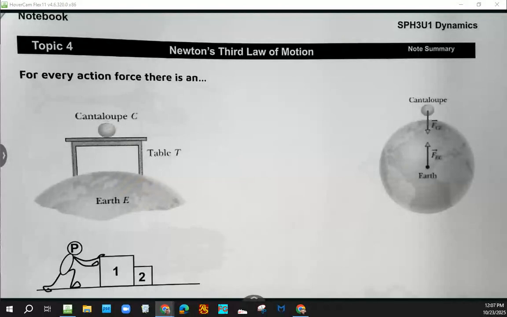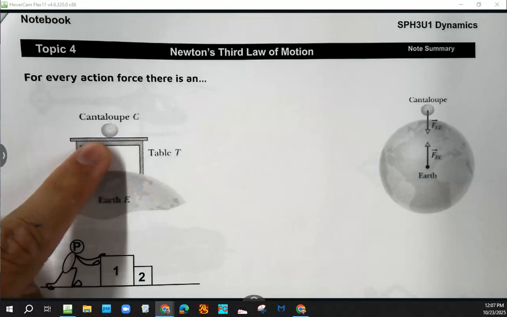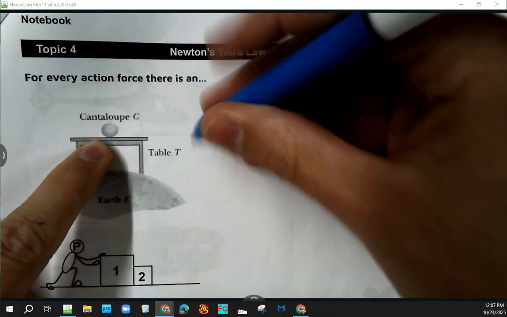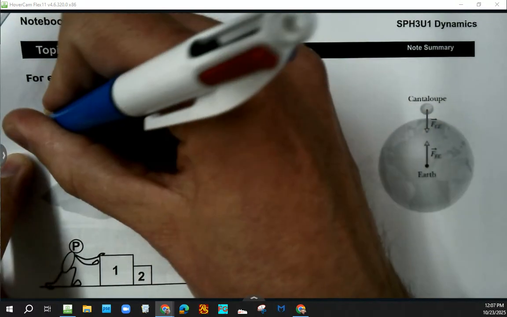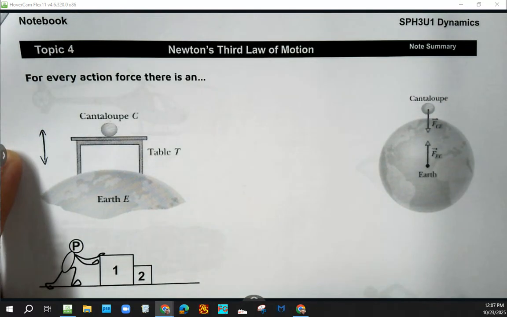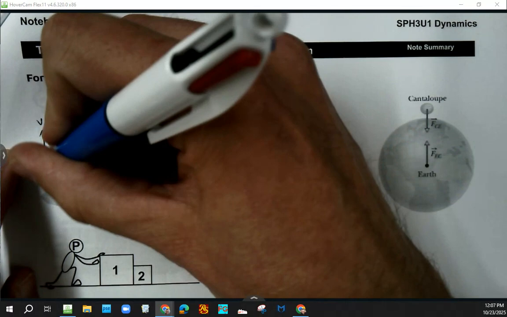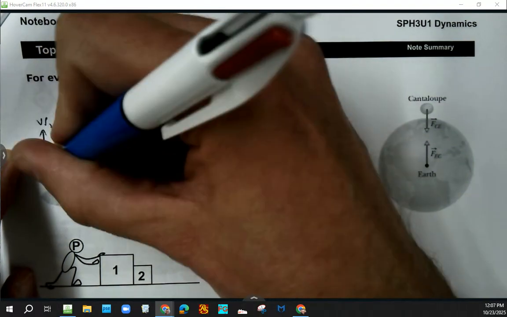And I've got a cantaloupe sitting on a table. So this cantaloupe sitting on a table, you know what? I'm going to start off by doing a free body diagram. And actually, before I do a free body diagram, I really should be good about this and give myself a reference frame. So up, down, positive, negative, sure.